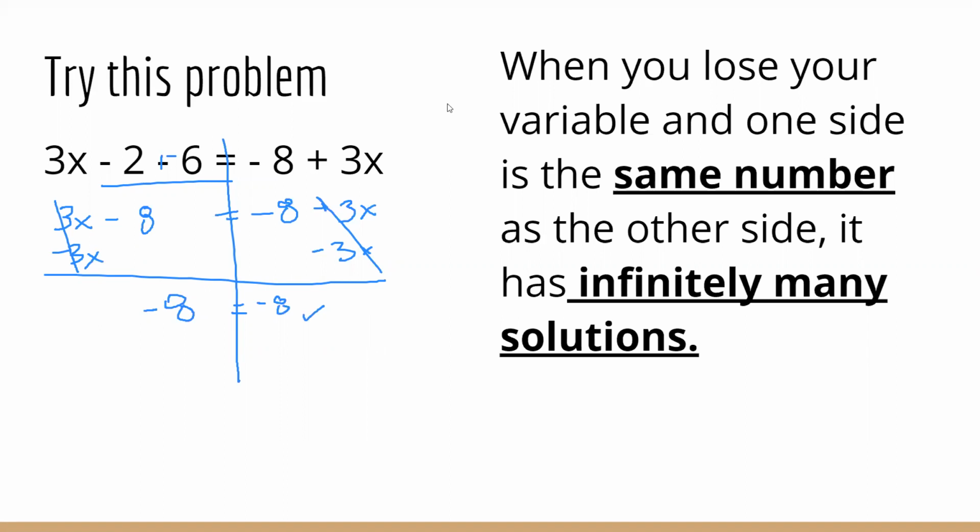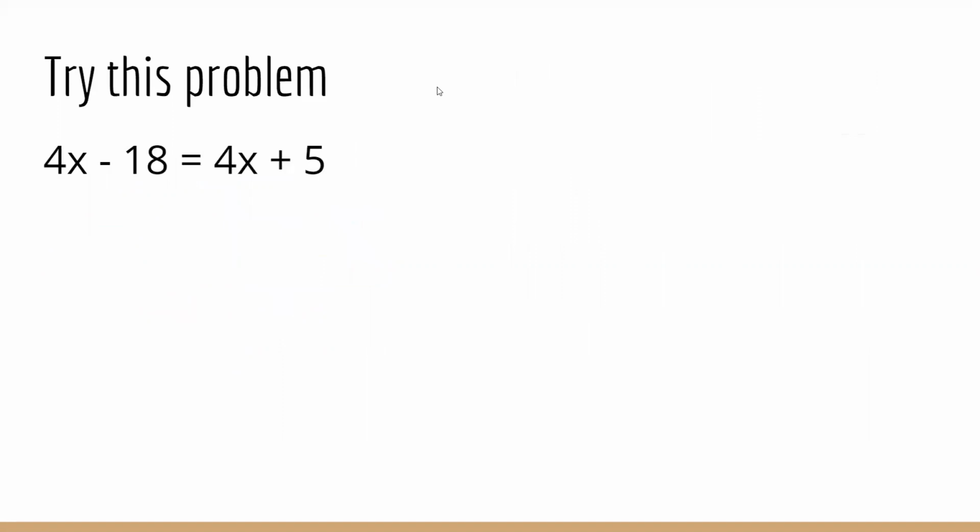Just keep in mind that infinitely many has negative 8 equals negative 8, the same number on both sides. So I guess you can kind of predict what no solutions are going to look like if you know that infinitely many is the same number on both sides. So let's try that problem out. So we're looking at this problem here. I already know that it's going to be either infinitely many or no solution.